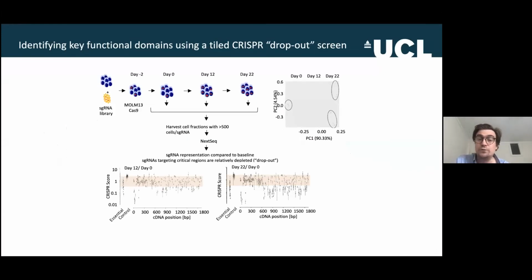So that's just a brief overview of our screen. We designed a guide library which tiled every PAM sequence in the coding region of GSPT1, and then sampled cells at different time points, put them through next generation sequencing, and then looked at which guides were dropping out of the screen, suggesting they'd hit a critical region.